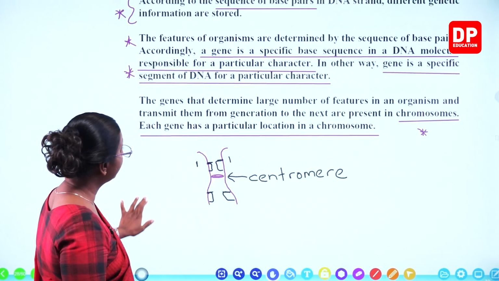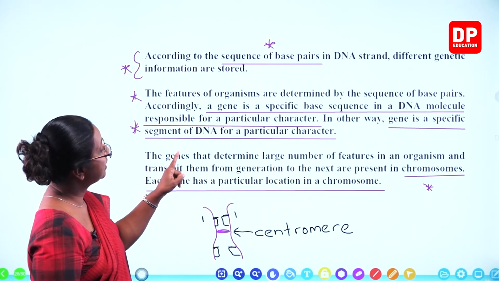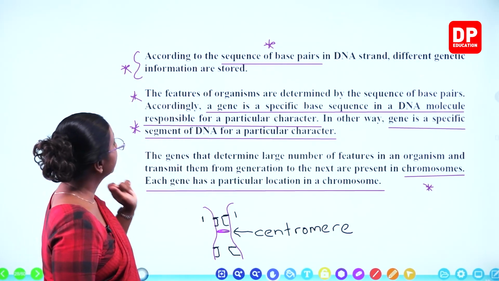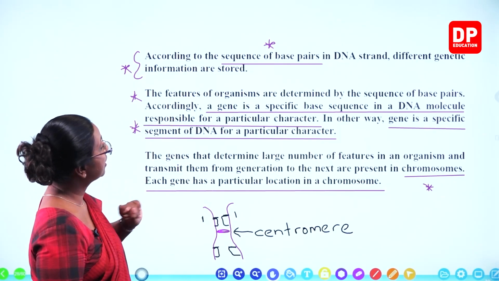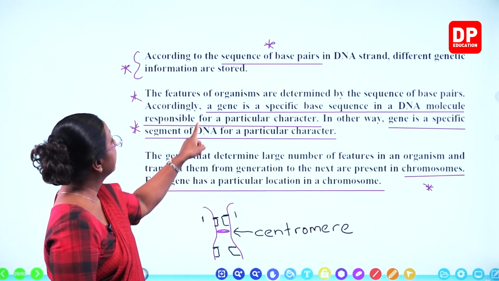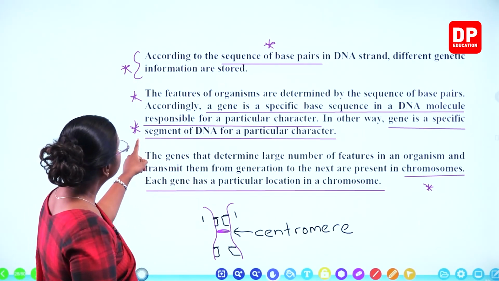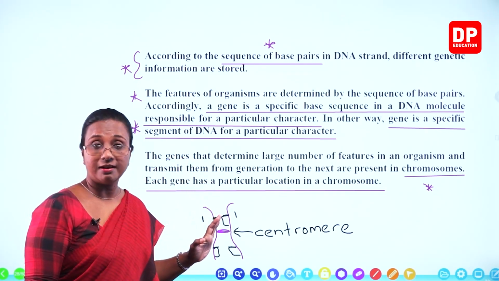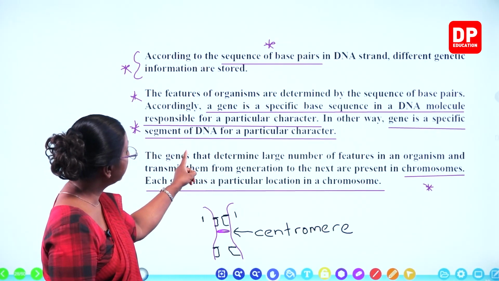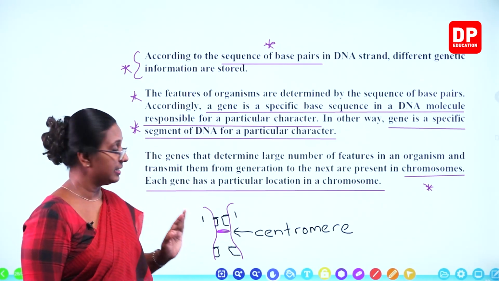If we quickly go back and have a look: according to the sequence of base pairs in the DNA strand, different genetic information is stored. The features of organisms are determined by the sequence of base pairs. Accordingly, a gene is a specific base sequence in a DNA molecule responsible for a particular character. In other words, a gene is a specific segment of DNA for a particular character. You have to know what a gene is.